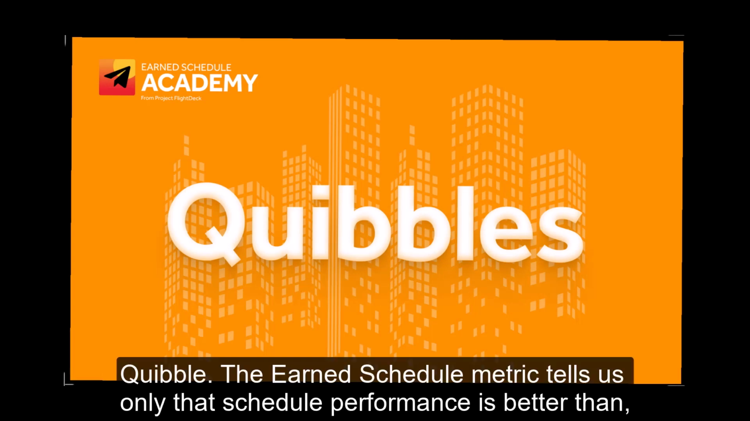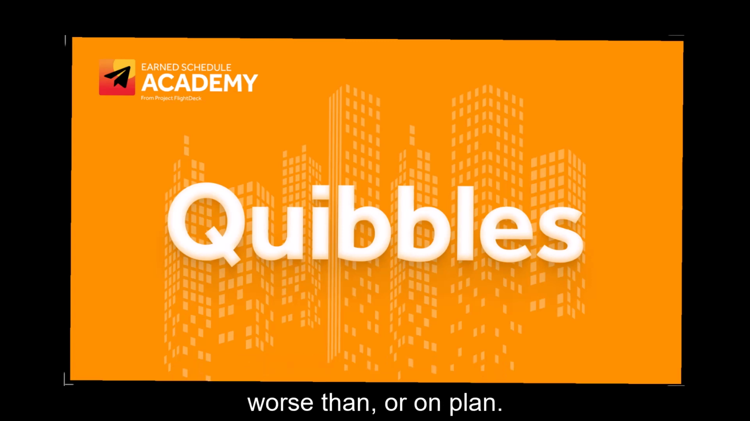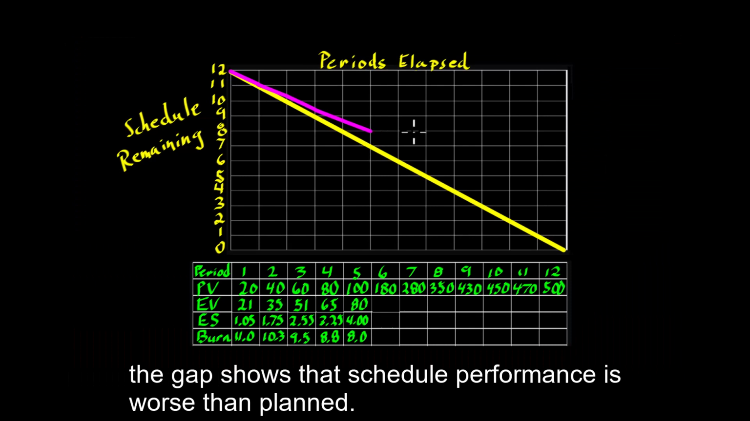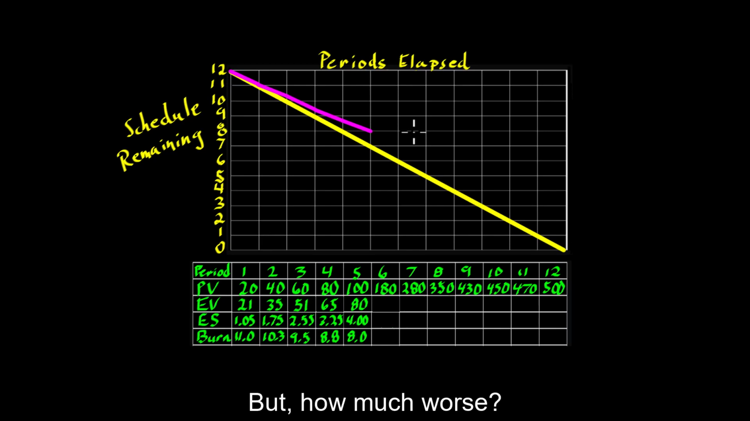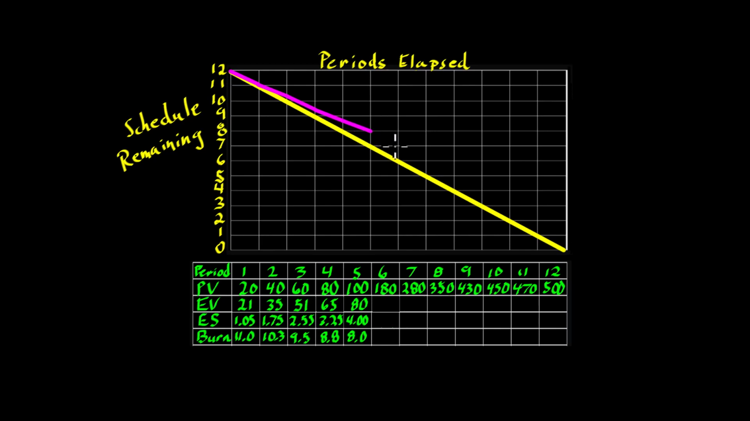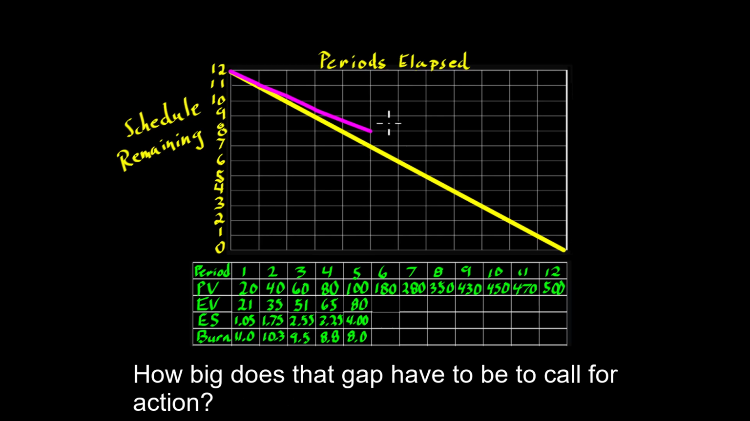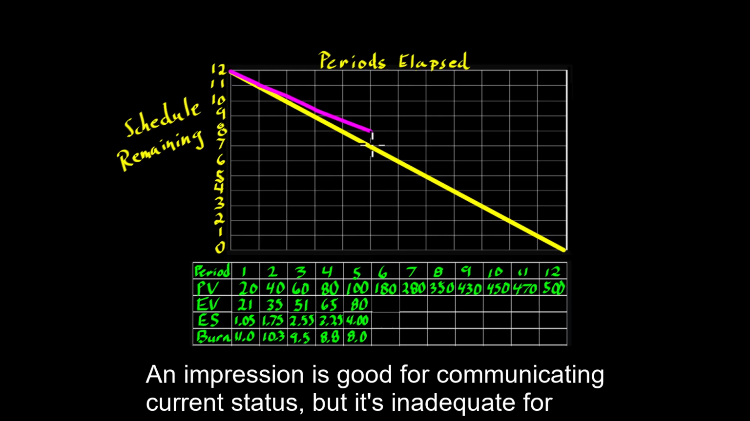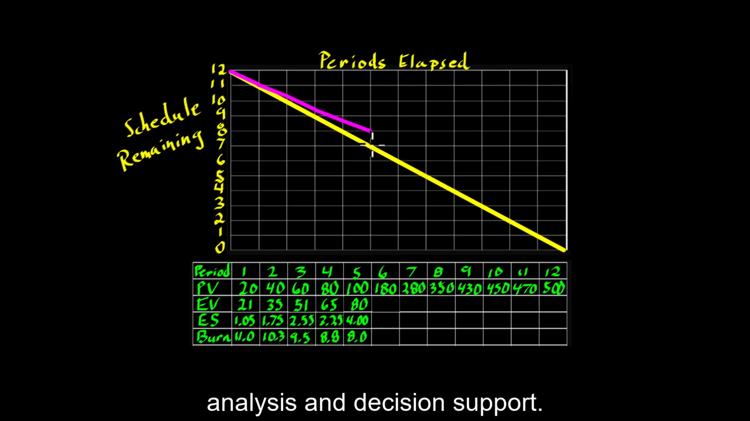Quibble. The earn schedule metric tells us only that schedule performance is better than, worse than, or on plan. In the graph, the gap shows that schedule performance is worse than planned. But how much worse? That's only suggested by the size and the shape of the gap. How big does that gap have to be to call for action? How fast does the gap have to grow to require attention? An impression is good for communicating current status, but it's inadequate for analysis and decision support.